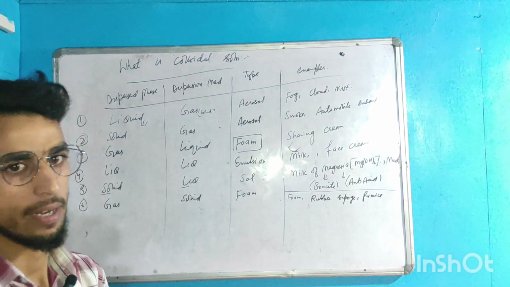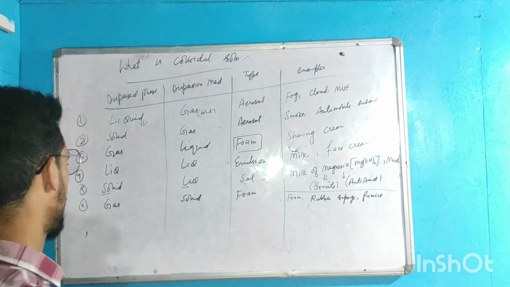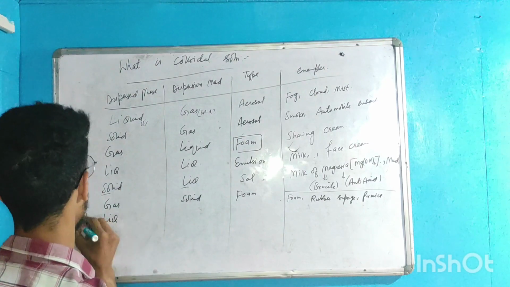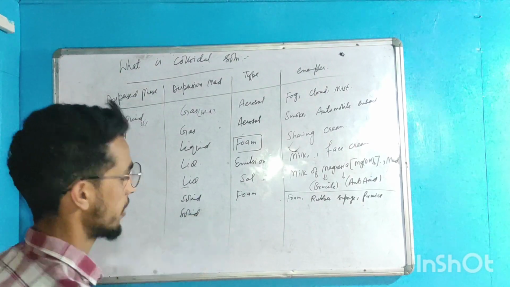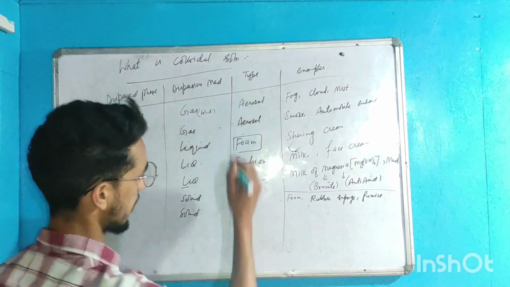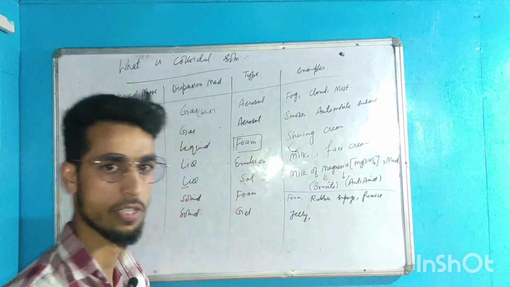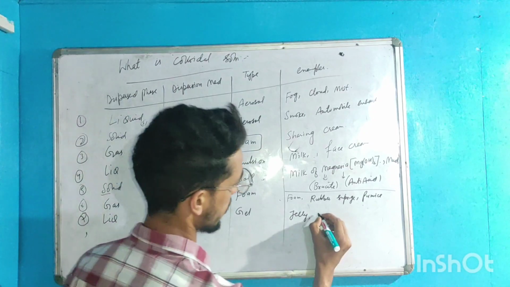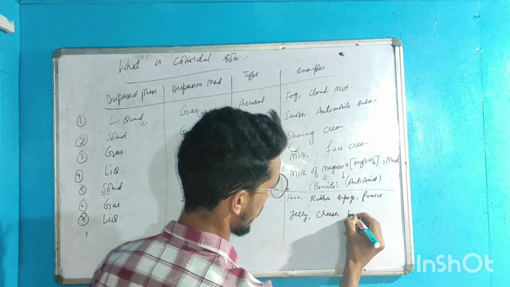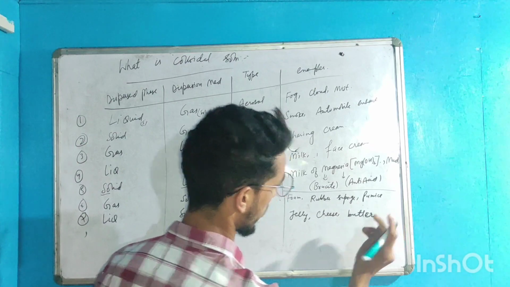Then we have another example, liquid in solid, the seventh one. It's a type of gel, and all jelly things are also included in this. Jelly, cheese and butter are also included in this.